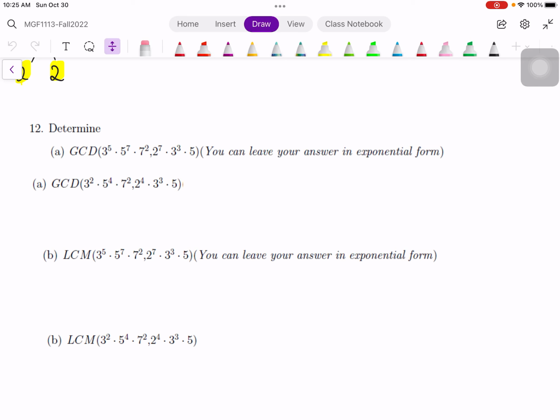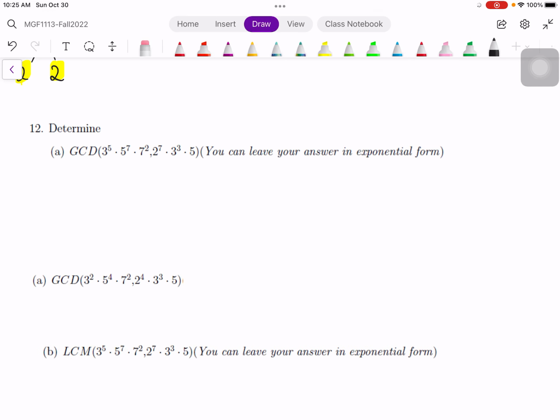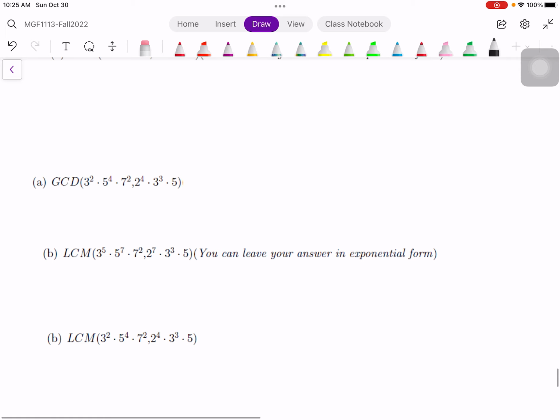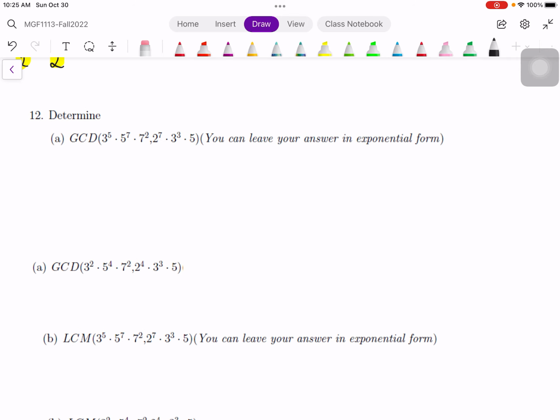Okay, so we're going to talk now about concepts of finding greatest common divisor and least common multiple, abbreviated GCD and LCM. And there are two kinds of methods you should be familiar with. What if you already have the prime factorization for the two numbers of which you're trying to find the greatest common divisor or least common multiple?